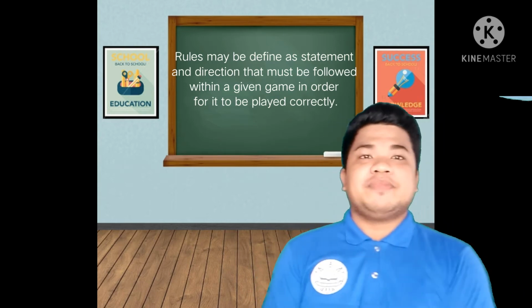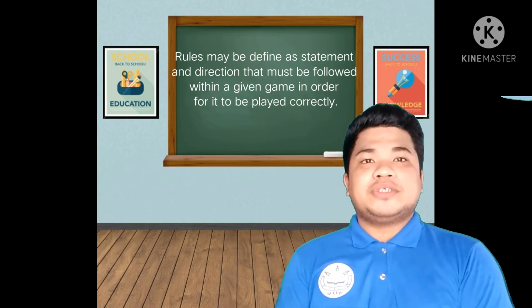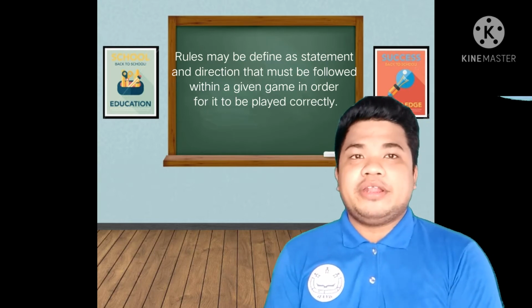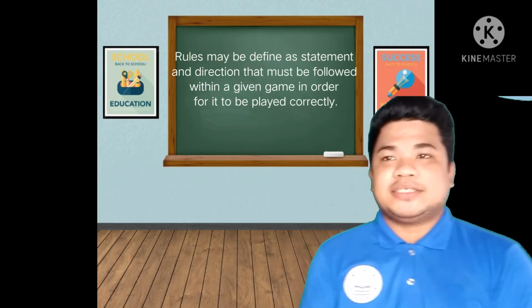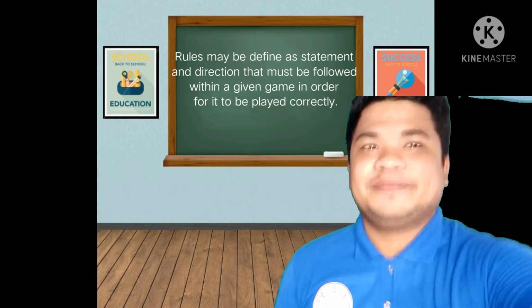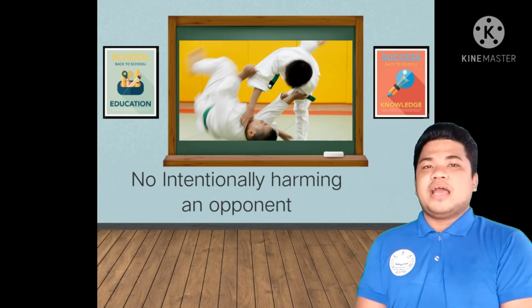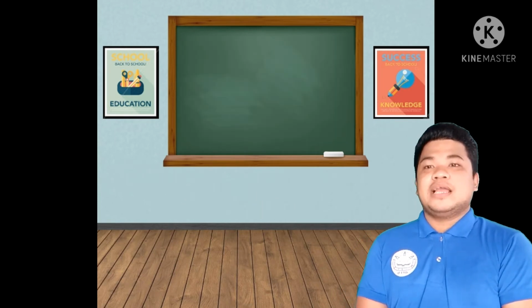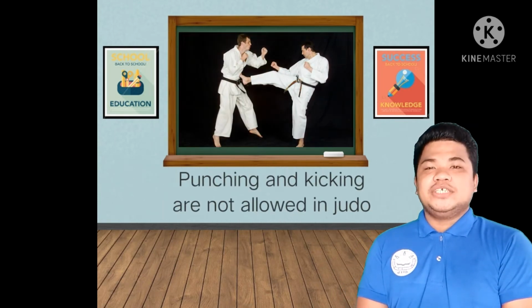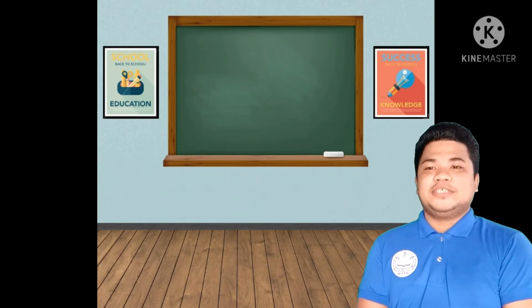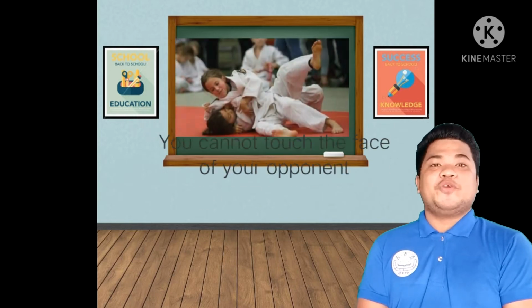And here are some rules that prohibit and avoid in judo matches. Let's begin. First, no intentionally harming an opponent. Second, punching and kicking are not allowed in judo. Third, you cannot touch the face of your opponent.